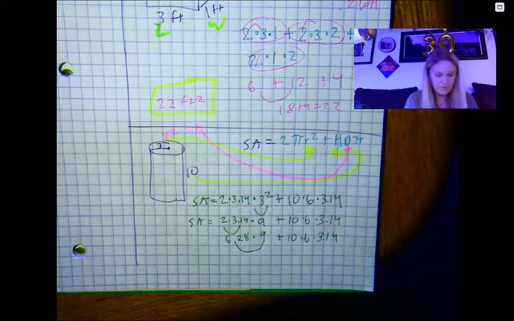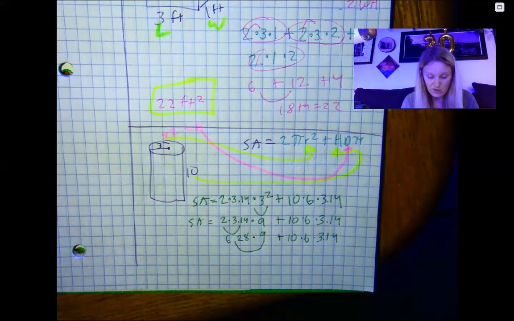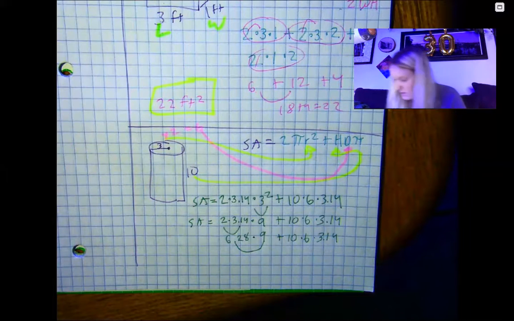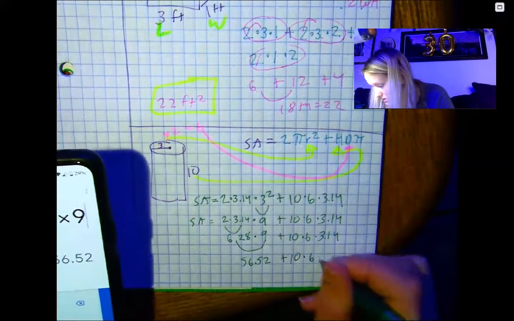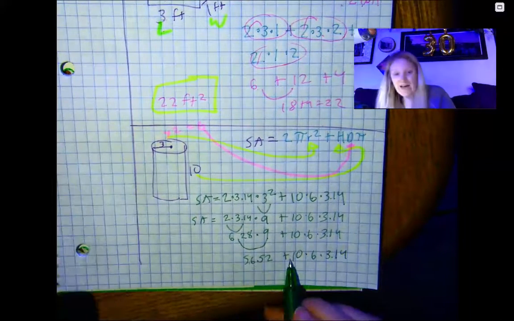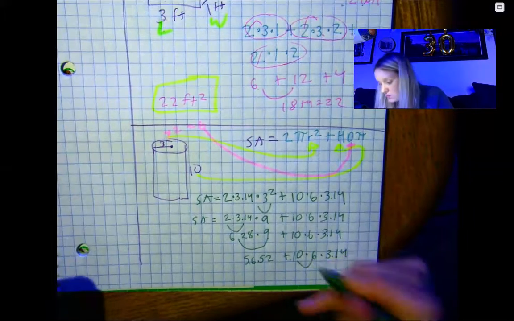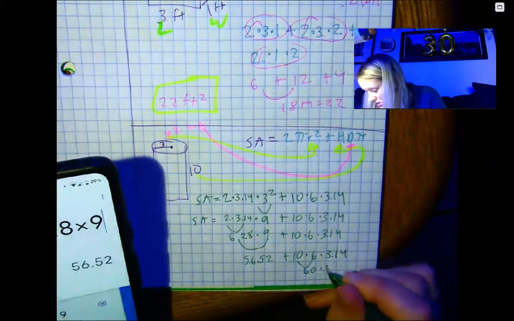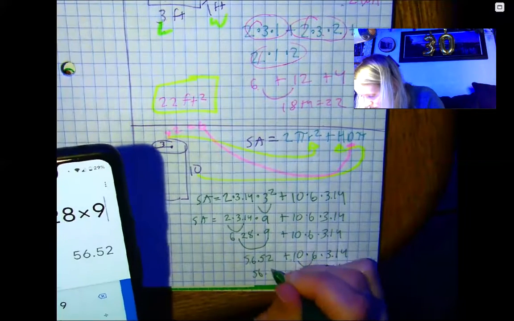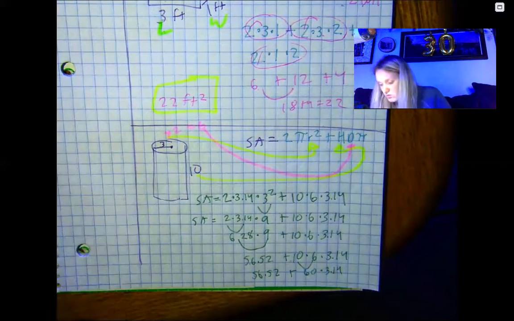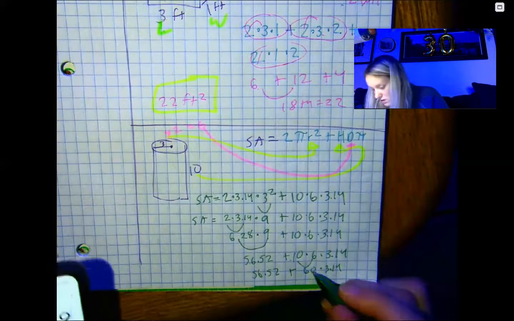Now I do 6.28 times 9. I'm going to use a calculator for that. I could do it on my own if need be because I know how to multiply decimals, but I'm going to use a calculator. 6.28 times 9 is 56.52 plus 10 times 6 times 3.14. Now I don't add first. Multiplication comes next. 10 times 6 is 60 times 3.14. So 56.52 plus 60 times 3.14. I don't add first, I multiply first.